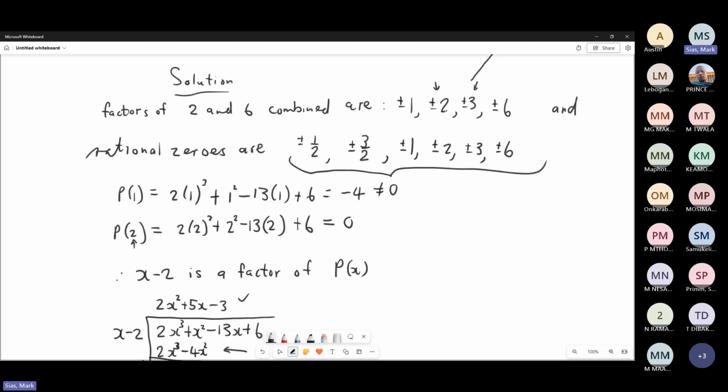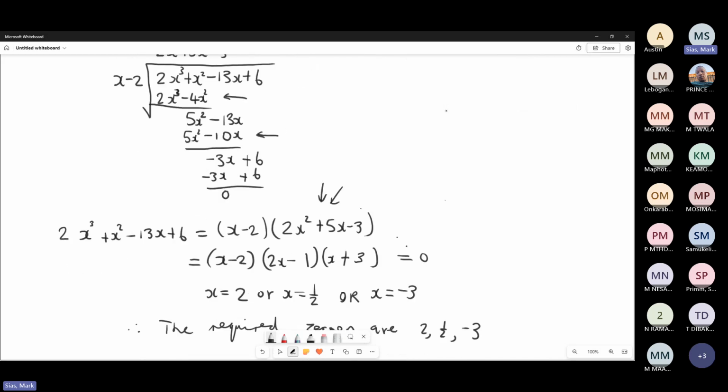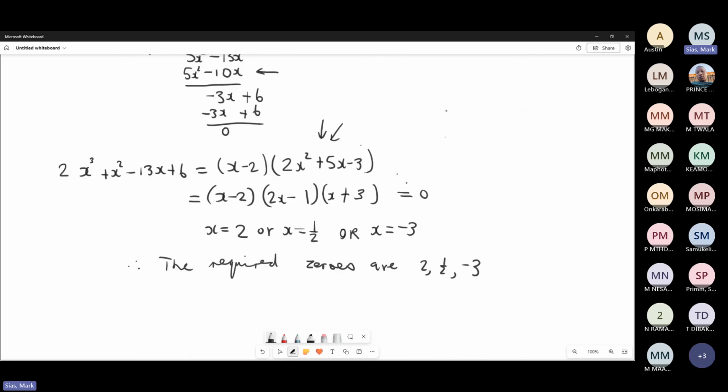There are 12 possibilities: plus or minus half, plus or minus 3 over 2, plus or minus 1, plus or minus 2, plus or minus 3, plus or minus 6 from the rational zeros theorem. And then I check the integer 1, it doesn't work. I check the integer 2, it works. So x minus 2 is a factor. And then I divide it in there. And then I ended up with some quadratic polynomial, and I could factorize it without bothering further.